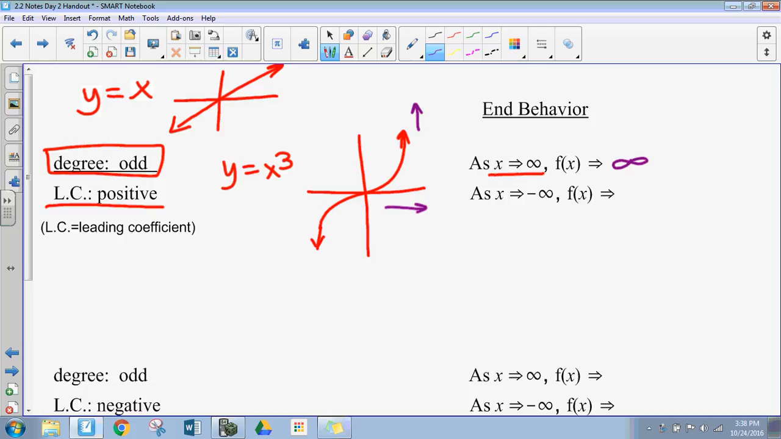Now we're going the other direction. As x is approaching negative infinity, I'm thinking about my x values. As I'm going to the left, where are my y values going? Well, they're going all the way down, so they're going to approach negative infinity. So as x is going to the left, my f of x is approaching negative infinity.